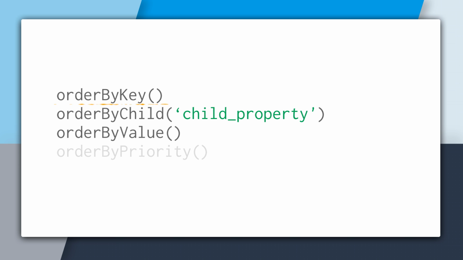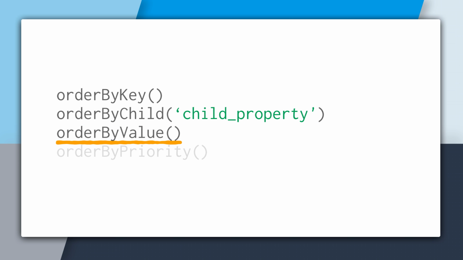The second is order by child, and this is usually what you want. This is very similar to using a WHERE clause. By saying order by child, you can specify a child property like name or age, and then you can query based upon those values. So you can actually say something like order by child name and then dot equal to whatever name you're looking for.